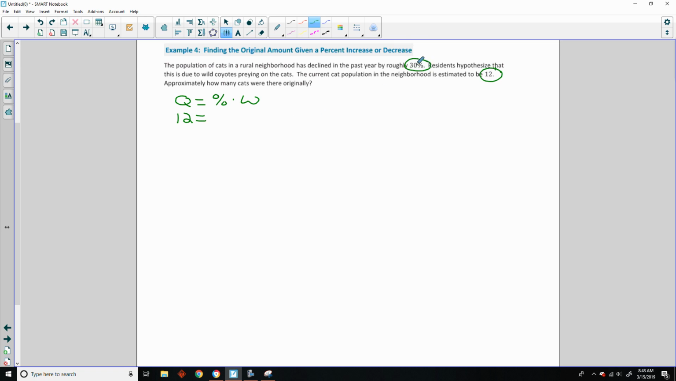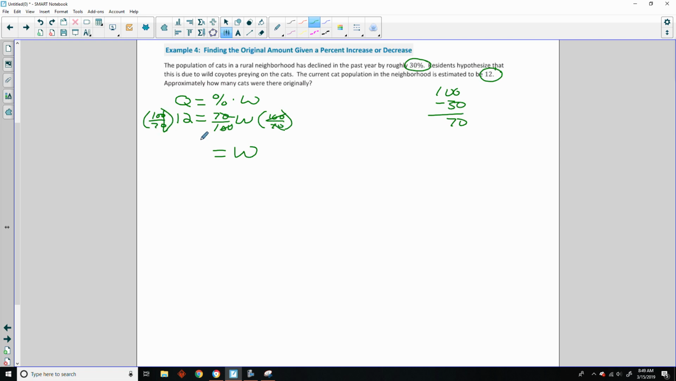The percent is a 30% decline, so 100 minus 30 equals 70%. So my percent is 70%. I don't want to represent it as 70%. Percent means out of 100, so I'm going to write the fraction 70 100ths. And the whole is what we're trying to find. How many cats were there originally? Well, in order to solve this, I multiply by the reciprocal of 70 100ths, which is 100 over 70. So the 100s cancel, the 70s cancel, and I'm left with W. And what you do to one side, you do to the other.